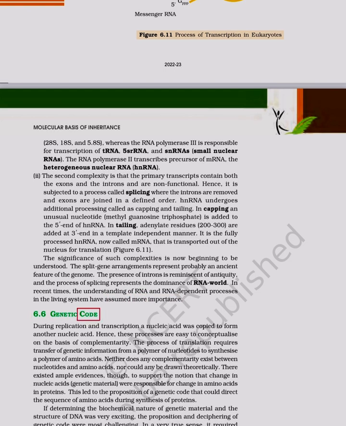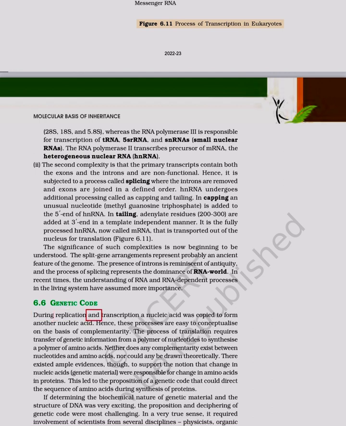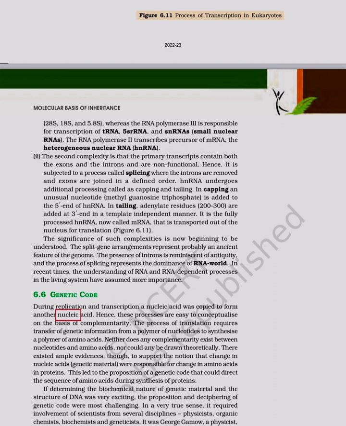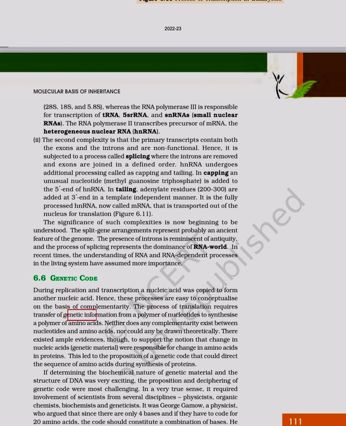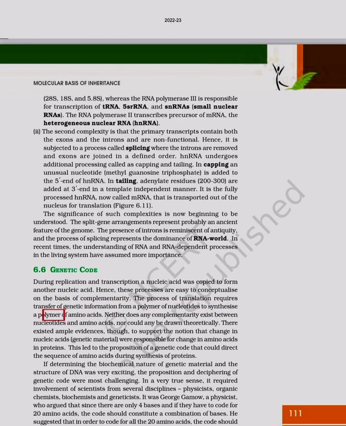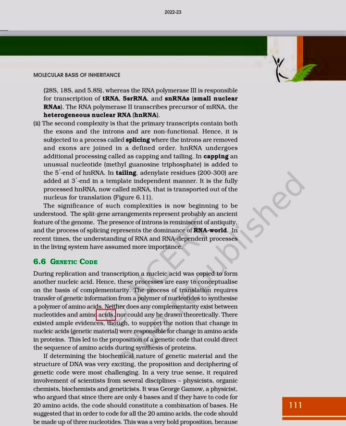6.6 Genetic code. During replication and transcription, a nucleic acid was copied to form another nucleic acid. Hence, these processes are easy to conceptualize on the basis of complementarity. The process of translation requires transfer of genetic information from a polymer of nucleotides to synthesize a polymer of amino acids. Neither does any complementarity exist between nucleotides and amino acids, nor could any be drawn theoretically.